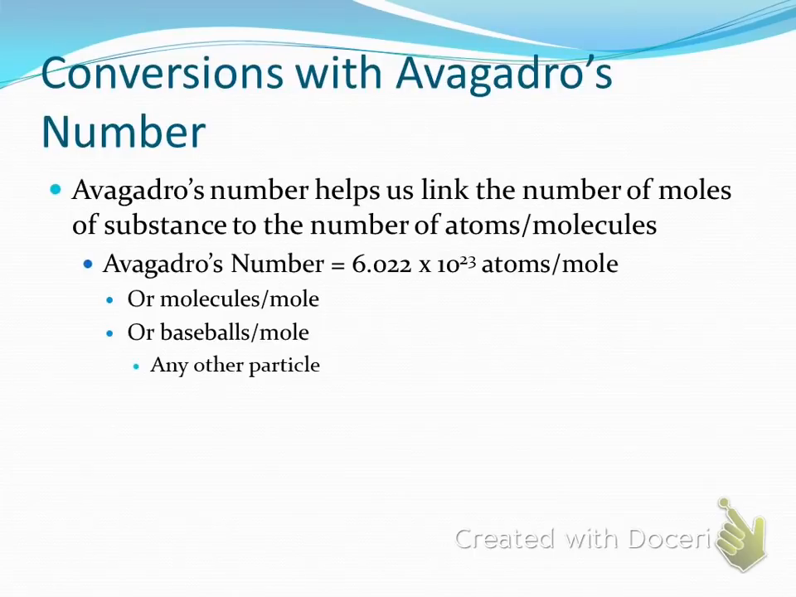Okay, Avogadro's number, 6.02 times 10 to the 23rd atoms per mole, or molecules per mole, or baseballs per mole. We talked about it doesn't matter what substance we're dealing with, it's always going to be that many of something per 1 mole. 6.02 times 10 to the 23rd of anything is equal to 1 mole of that substance.